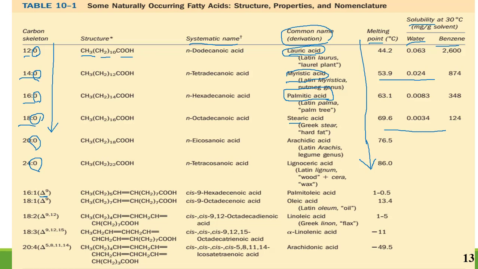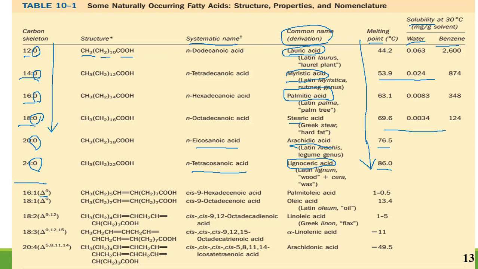The eicosanoic or arachidic acid has 20 carbon without a double bond, and the melting point is 76.5. And the last type of saturated fatty acid is tetraeicosanoic acid or lignoceric acid, with a melting point of 86.